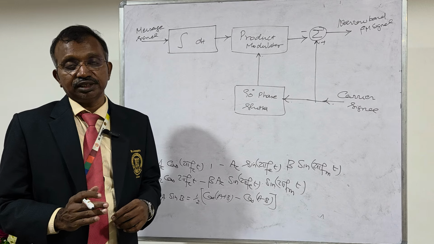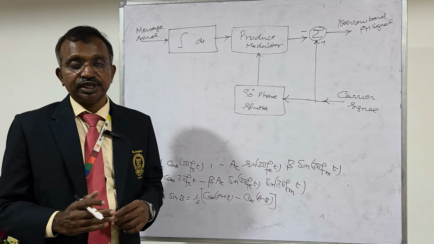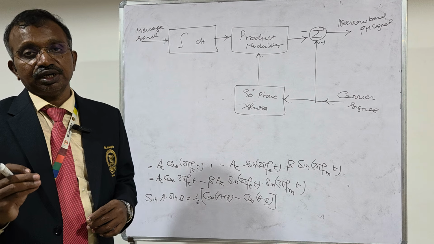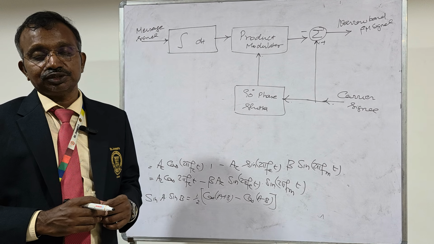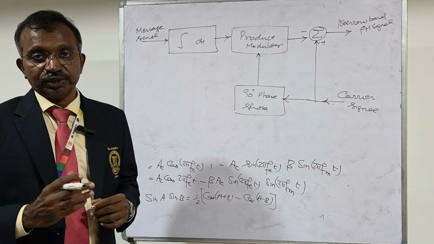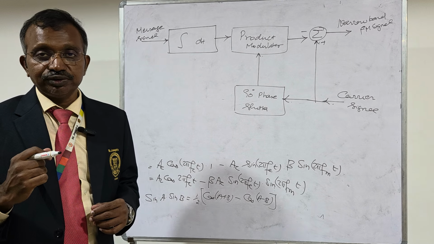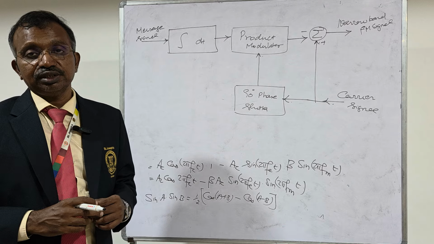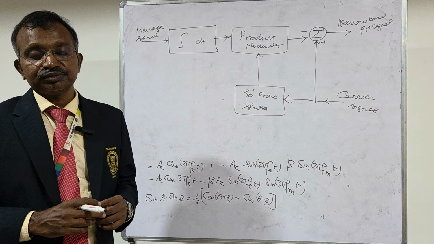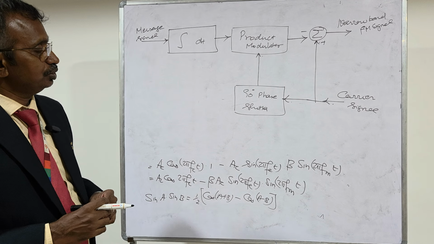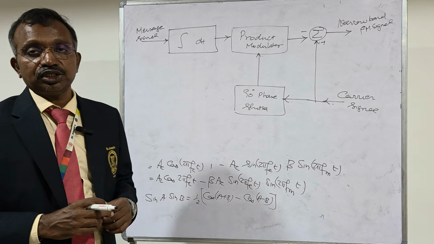So the bandwidth of this narrowband FM signal is 2 fm. So it is very similar to the AM signal. The spectrum is also the same. The bandwidth requirement of the narrowband FM signal is the same as that of the AM signal. Right. So with this, I would like to wind up this session on the narrowband FM signal.